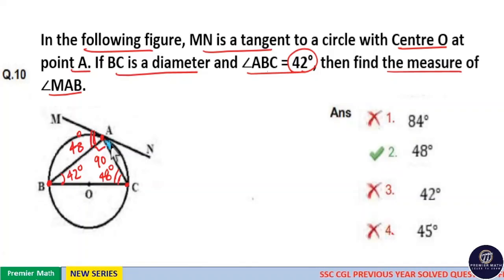Here you can see this angle is between tangent MN and chord AC. Now this chord AC creates an angle of 42 degrees on the alternate segment. So this angle is also 42 degrees.